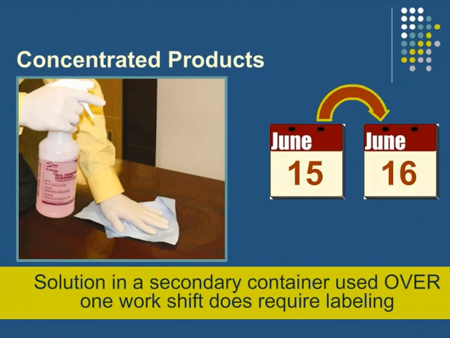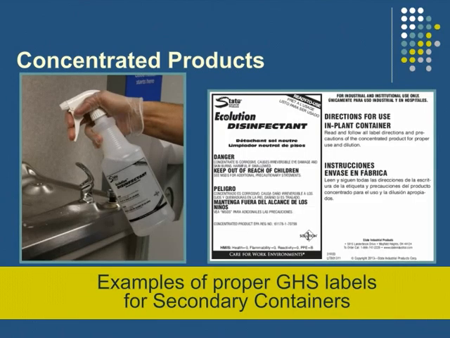If the secondary container will hold diluted product over one work shift, it must have complete GHS labeling. This trigger sprayer bottle is properly labeled as a secondary container. Another option is to apply a label to the secondary container. This is an example of what one of these looks like. You will notice that these labels provide much of the same information as labels discussed earlier.